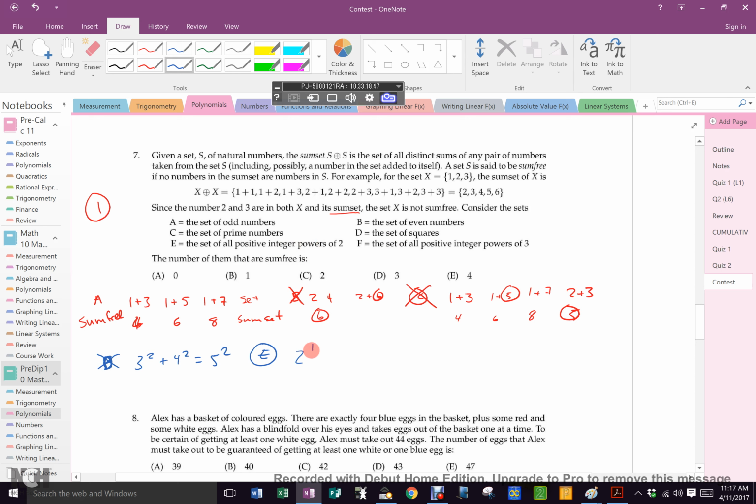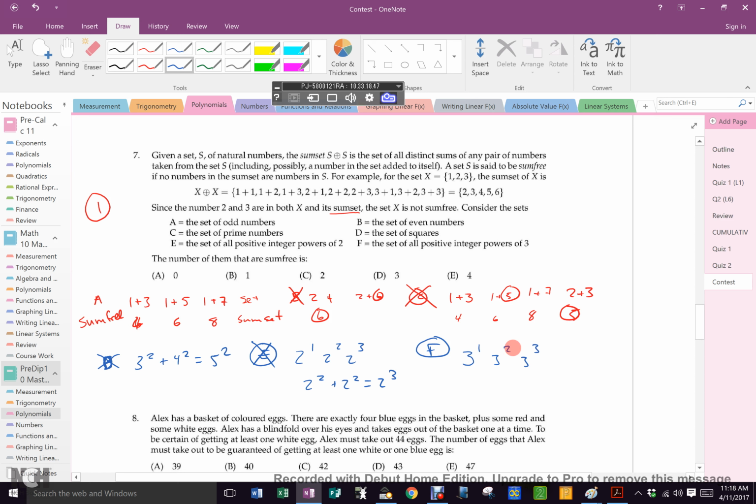So 2 to the 1, 2 to the 2, 2 to the 3, and so on. That's going to be fine, except 2 squared plus 2 squared equals 2 cubed. 2 cubed is in both. So E is out. F, all positive integer powers of 3. So 3 to the 1, 3 to the 2, 3 to the 3, and so on.